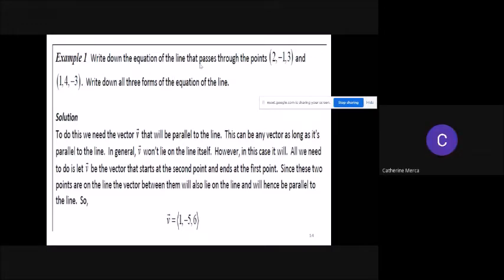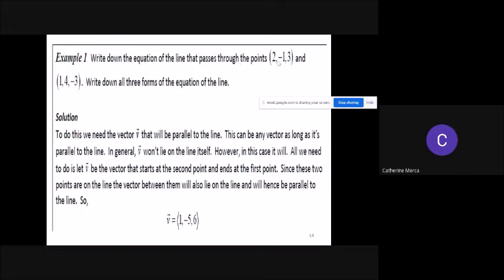Write down the equation of the line that passes through the points (2, -1, 3) and (1, 4, -3). And you're asked to write down all three forms of the equation of the line. So for you to be able to write down the equation of the line, you need a vector v that will be parallel to the line, and you also need a point on the line. Okay? So we already have a point on the line which is (2, -1, 3). In fact, there is another one, (1, 4, -3).